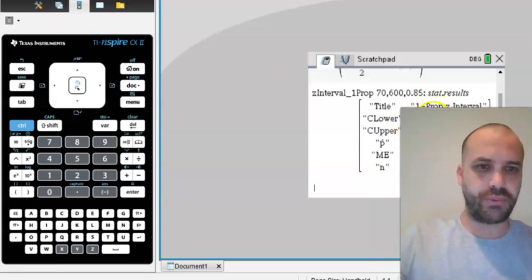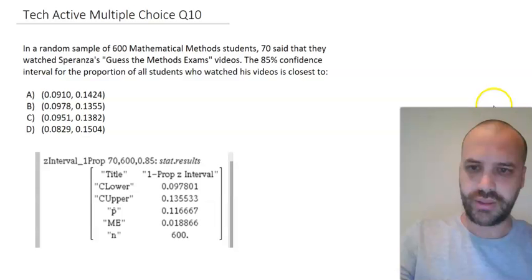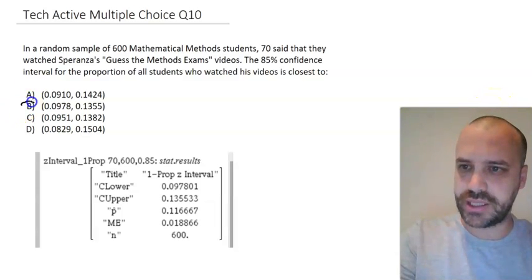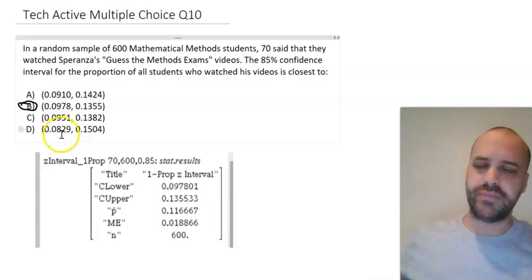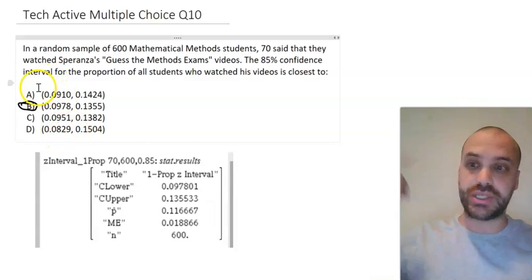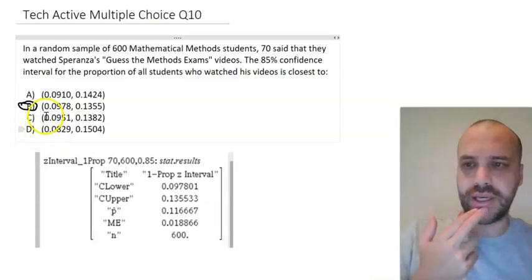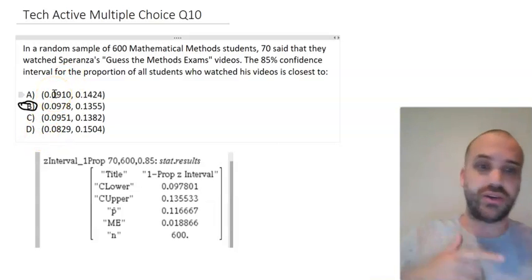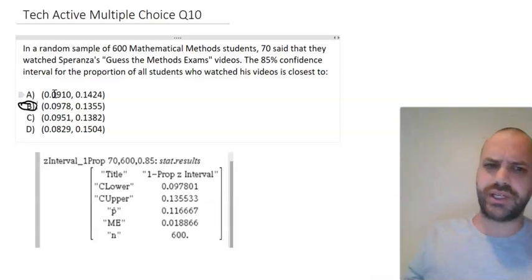Okay, we've got 0.0978 and 0.1355. My answer here is B. If you're interested in how I came up with options A, C, and D, they're all different sized confidence intervals. So 90, 95, 99, something like that.